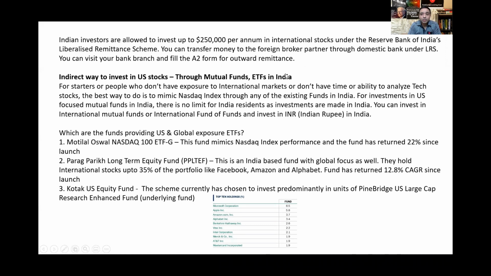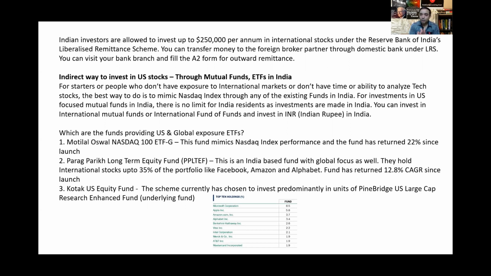So here is a slide which talks about different ways to approach investing globally. Indian investors are allowed to invest up to 250K per month in dollars in international stocks under the Reserve Bank of India's, that's the central bank, Liberalized Remittance Scheme. It's called LRS. And one can transfer money to the foreign broker through domestic funds and banks. One can visit the branch of leading banks like ICICI Bank, HDFC Bank, and fill out this A2 form for outward remittance in dollars.